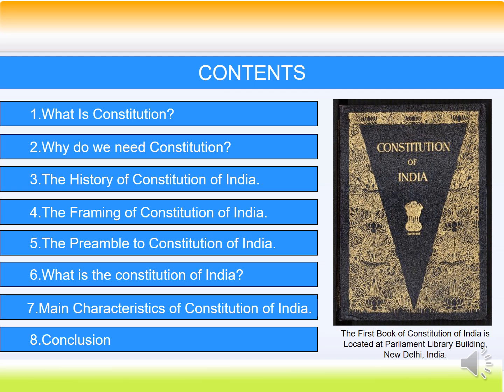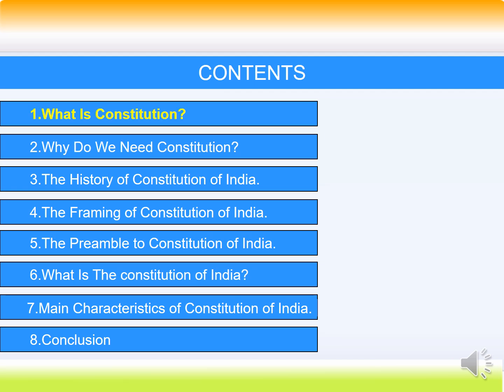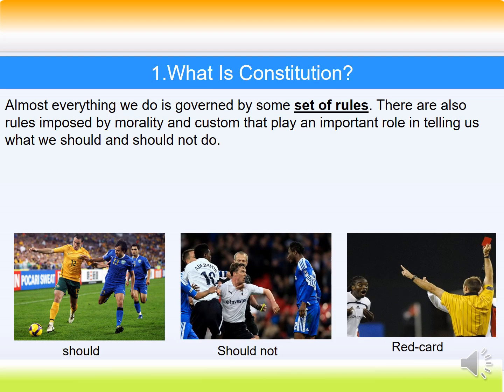So the first topic is what is a constitution, and the second topic is why do we need a constitution. The third topic is the history of the Constitution of India. The fourth topic is the framing of the Constitution of India, and the fifth topic is the preamble to the Constitution of India, and the rest are the main characteristics of the Constitution of India and the conclusion. We are going to discuss one of the core areas of our presentation, what is the Constitution of India.